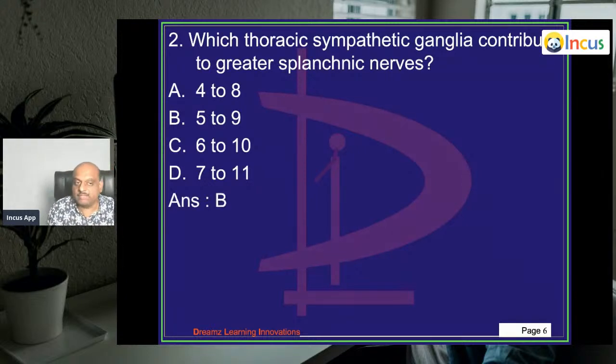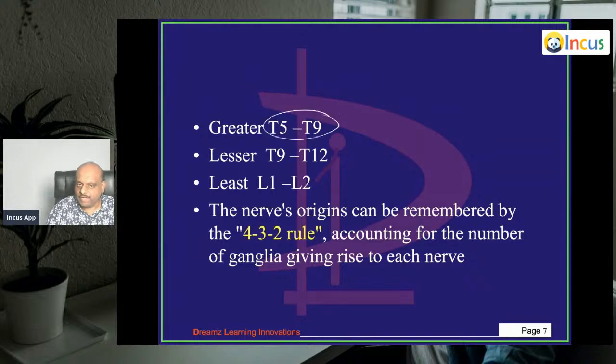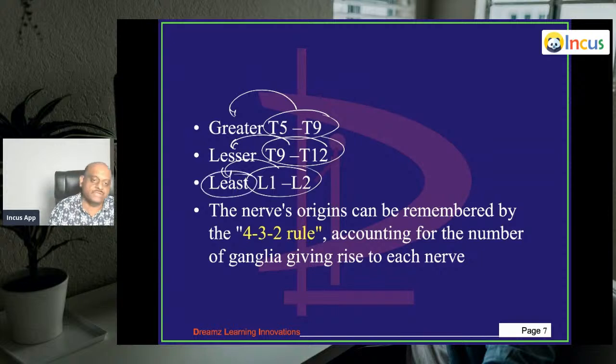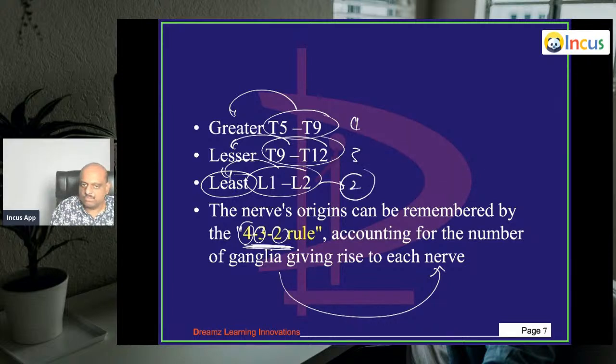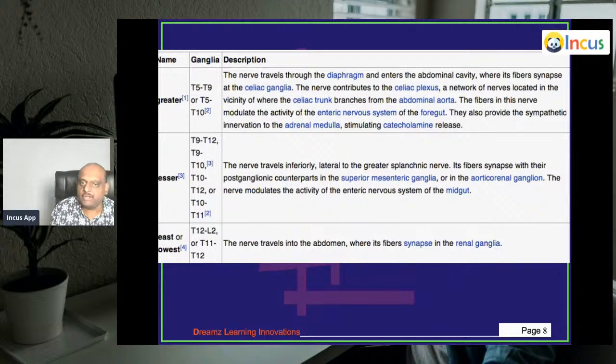What is the root value is a favorite question. T5 to T9 is greater, T9 to T12 is lesser, and L1 to L2 is least. It is called the 4-3-2 rule, according to the number of ganglia giving rise to each nerve. So T5 to T9, 4. T9 to T12, 3. L1 to L2, 2. These are the number of ganglia that give rise to the greater, lesser, and least splanchnic nerve, which you need to remember. I leave the literature for you to do the revision.